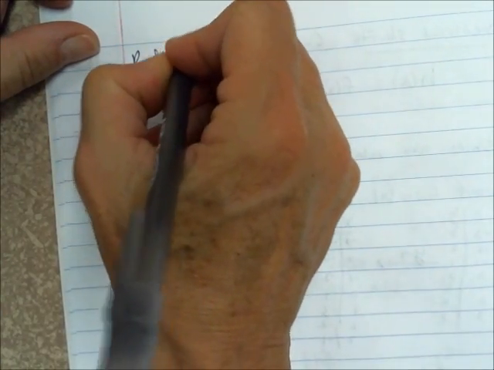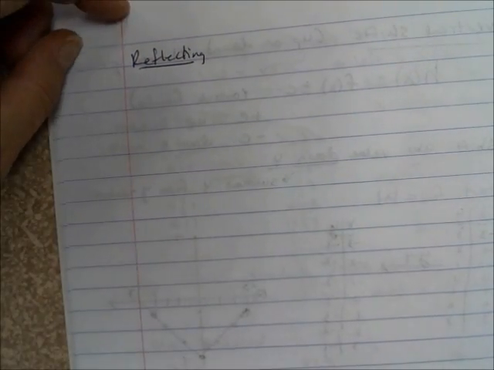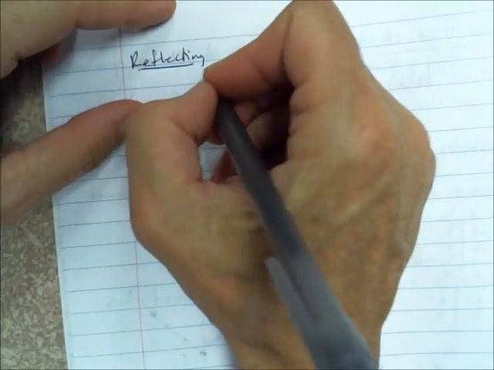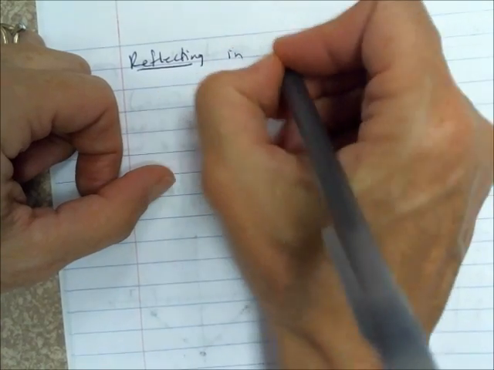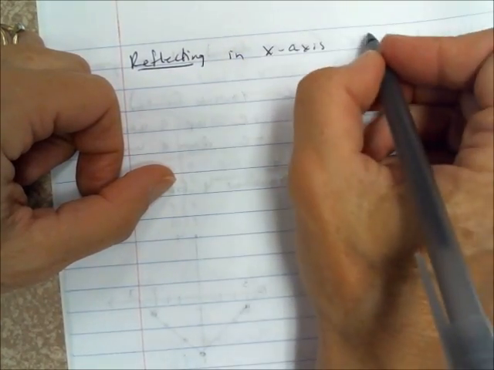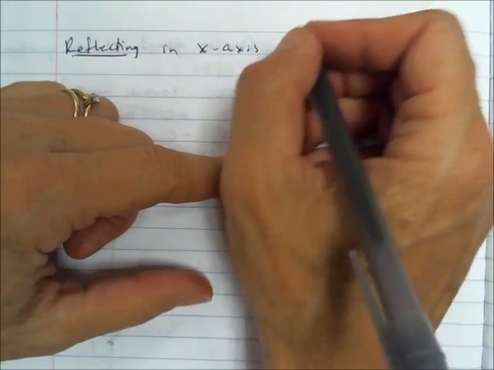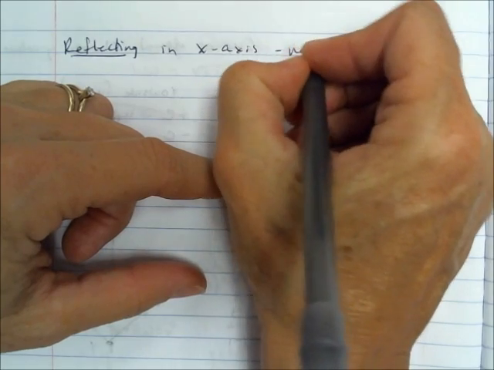The next thing we're going to do, and the last thing we're going to do, is reflecting. Okay, let's say we're going to reflect in the x-axis. We're either going to reflect in the x or y-axis. So let's start out with the x-axis. If you reflect something through the x-axis, what you're going to do is negate the y values, if you remember from geometry.